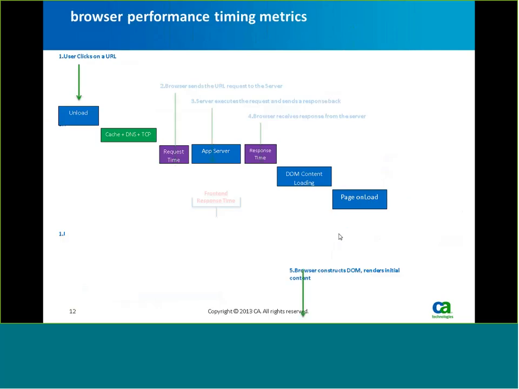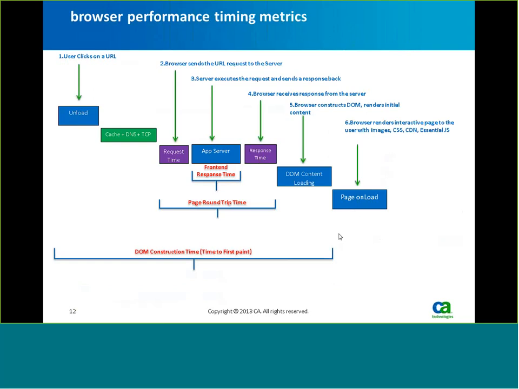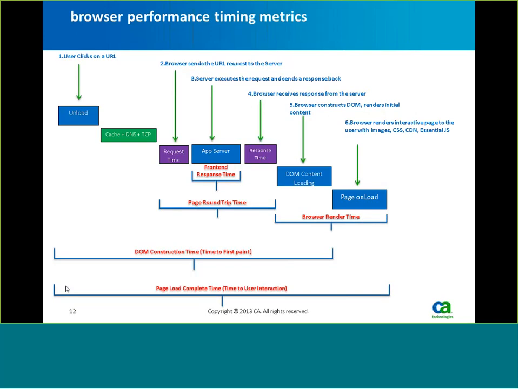So just to give you an idea of some of the breakdown of these transactions. What you see here is the click from the first user to unload the first page, and then the resolution, cache, DNS, TCP, and ultimately the request time, the app server time, and response time that will be captured in the page round trip time. Then you'll see a separate timing for the DOM construction time, the browser render time, and then the entire page load time. So these are all the types of metrics that we are collecting with the browser response time monitoring.